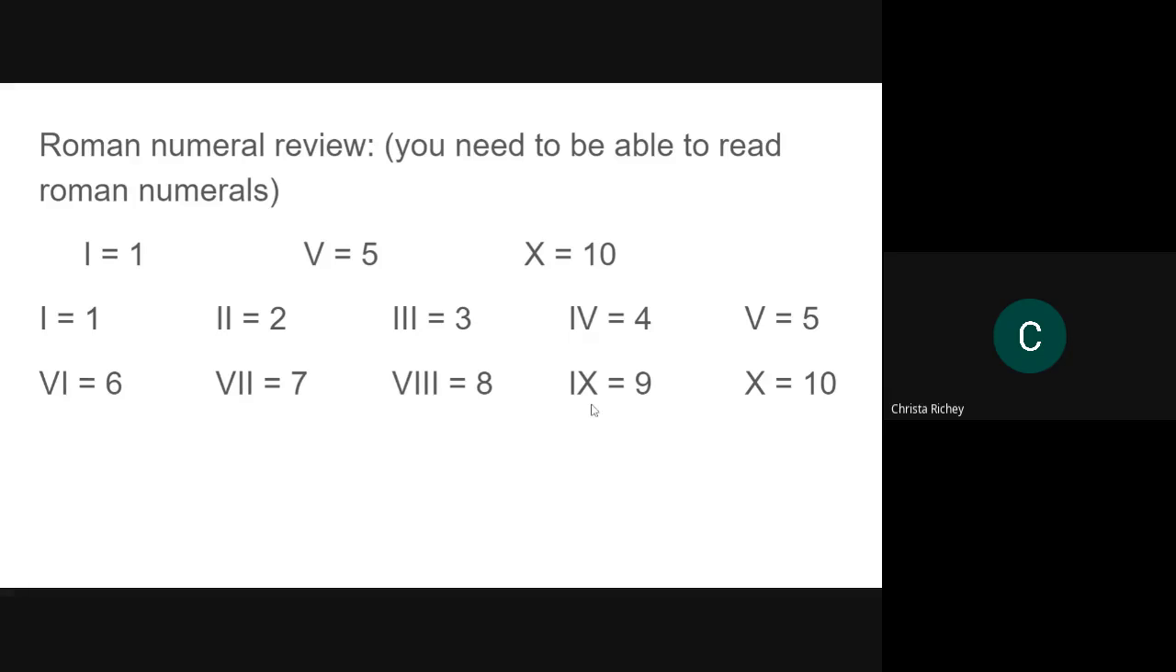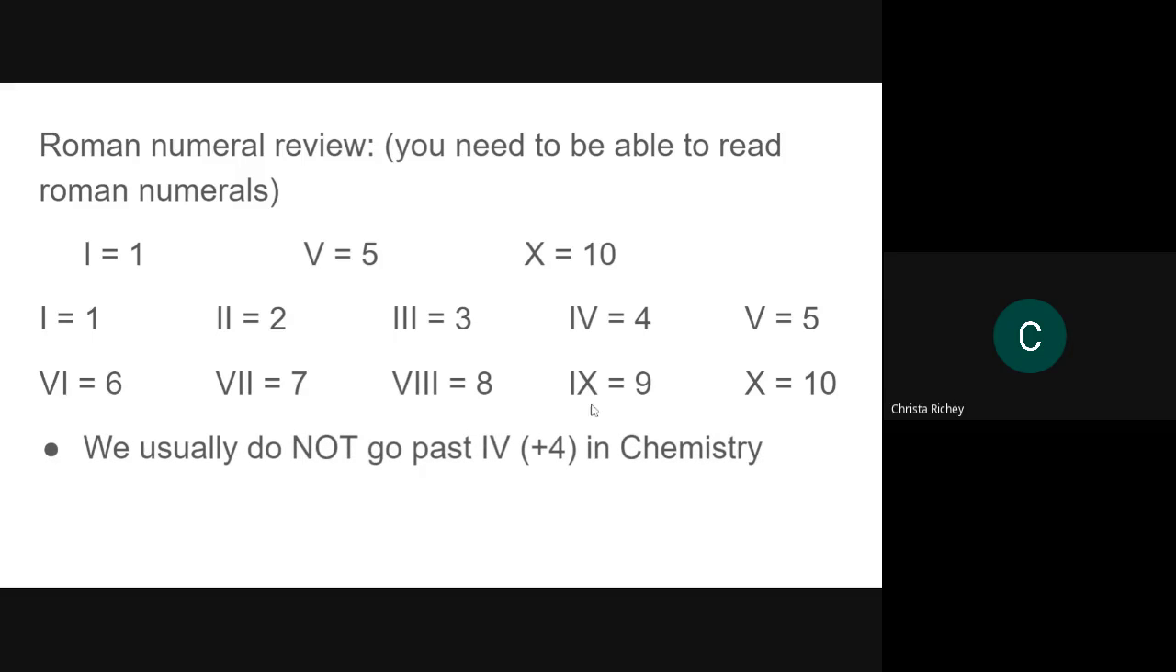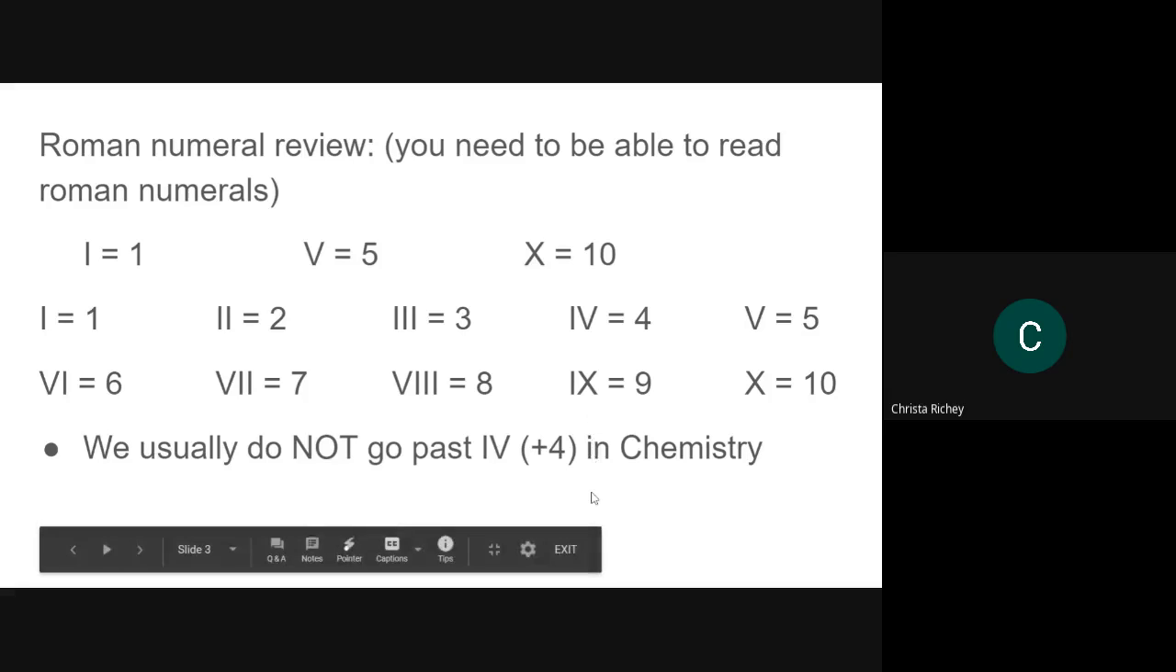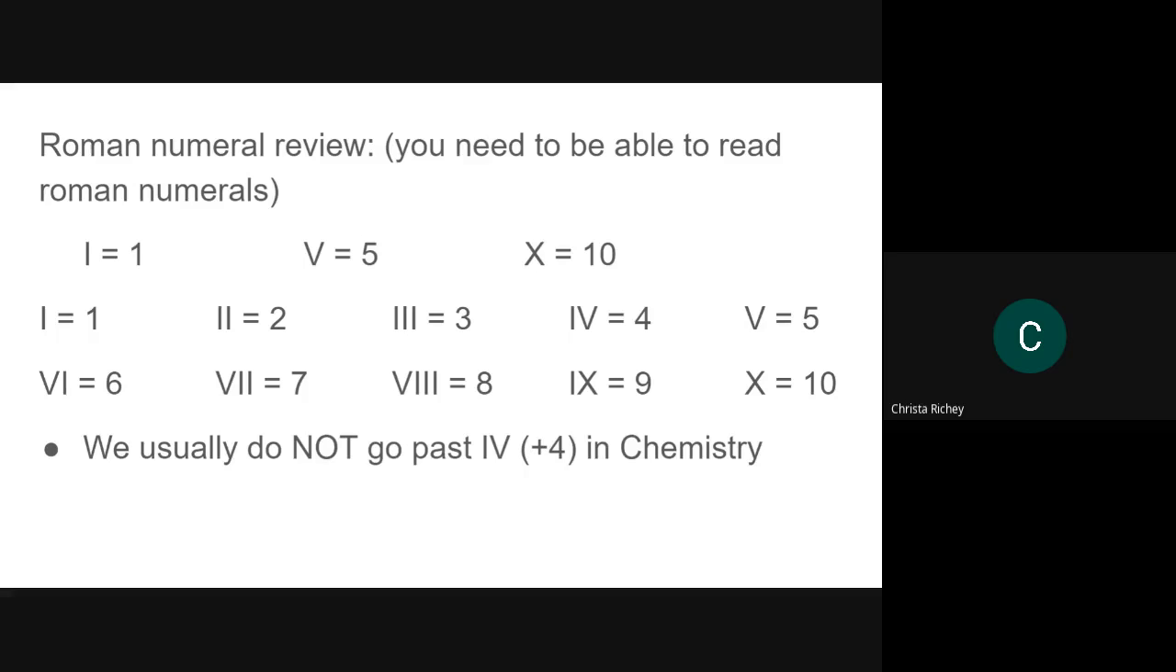So you have to know how to read Roman numerals. We normally do not go past 4. It does happen sometimes, but we normally do not go past 4. And a Roman numeral tells you how positive the ion's going to be, which is how many electrons it's going to lose. You only have to use Roman numerals with those group Bs and then the metals to the right of them, except for aluminum. Otherwise, they don't need it.